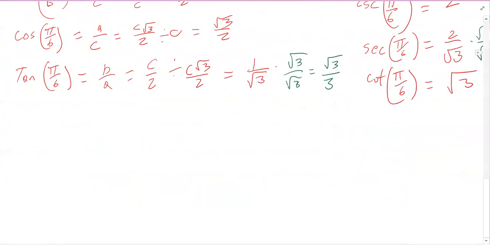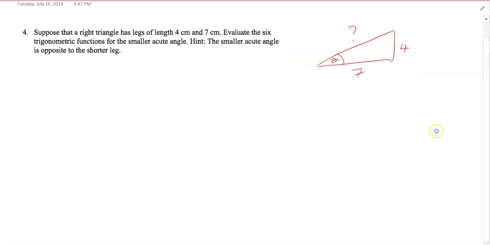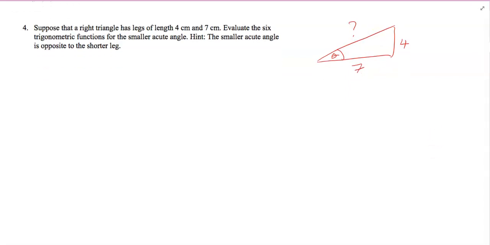Okay. Let's look at a different kind of example. Example 4. Suppose that the right triangle has legs of length 4 cm and 7 cm. Evaluate the 6 trig functions of the smaller acute angle. So we want to draw a triangle with 7 cm and 4 cm. The smaller acute angle, let's call it theta, is opposite to the side with 4. We do not know the hypotenuse, so let's quickly calculate the hypotenuse, and then let's work it.